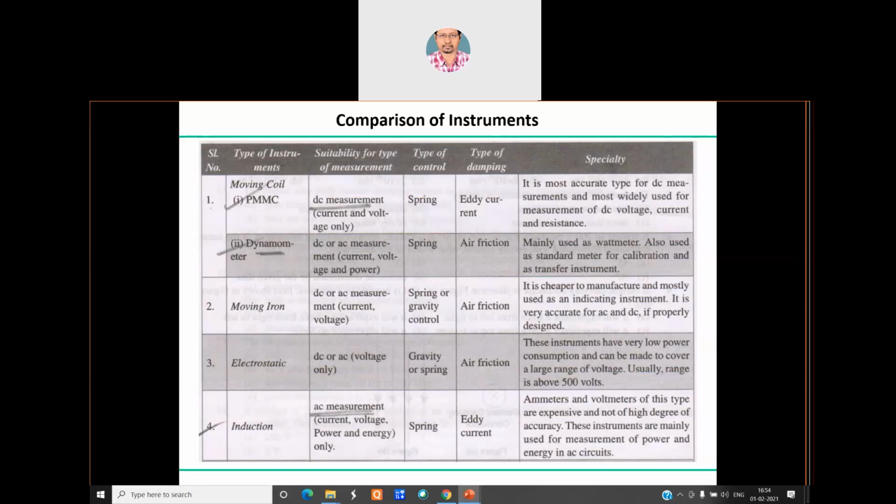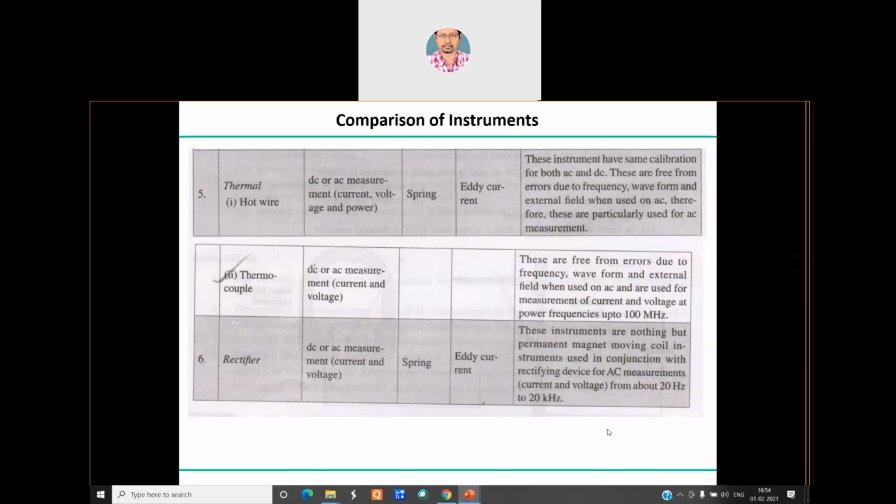Induction type is suitable for AC measurement. What control mechanism does it use? Only spring, like PMMC and the dynamometer. And what kind of damping? It uses eddy current damping, like the PMMC. The instrument is very expensive and does not offer a very high degree of accuracy. That is the limitation of this kind of instrument. It is very suitable for measurement of power and energy, which we will discuss in the next module.